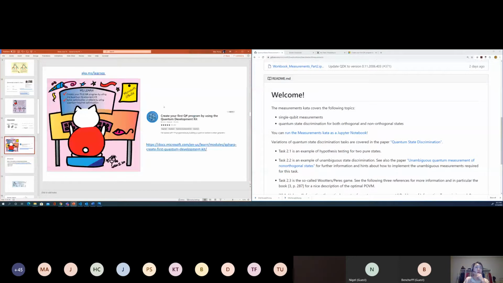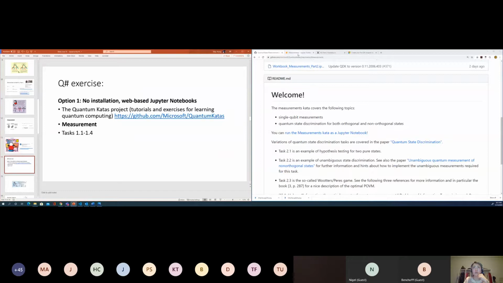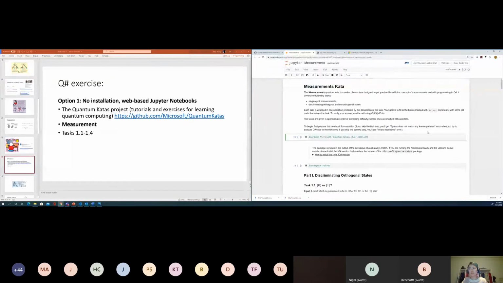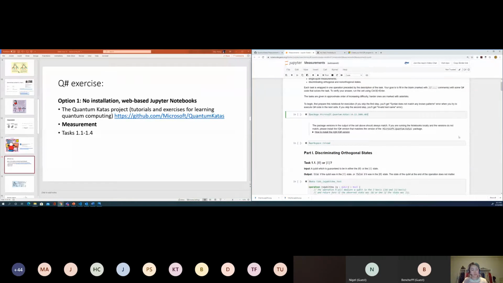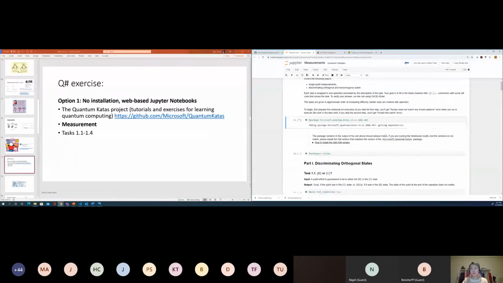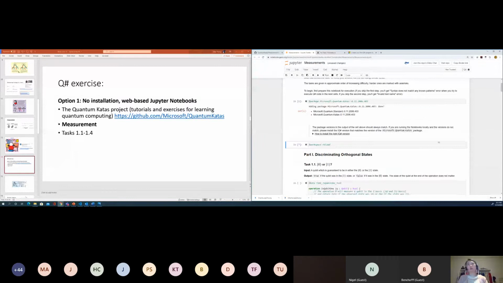If you go through this Microsoft Learn course, then you can also use this QDK to download the Quantum Katas and run it there. We're just gonna do it on the browser. Make sure you read the words if you're doing this by yourself, but we're just gonna directly jump to running the packages. This is just letting your environment set up and load all of the libraries that are needed to do this.